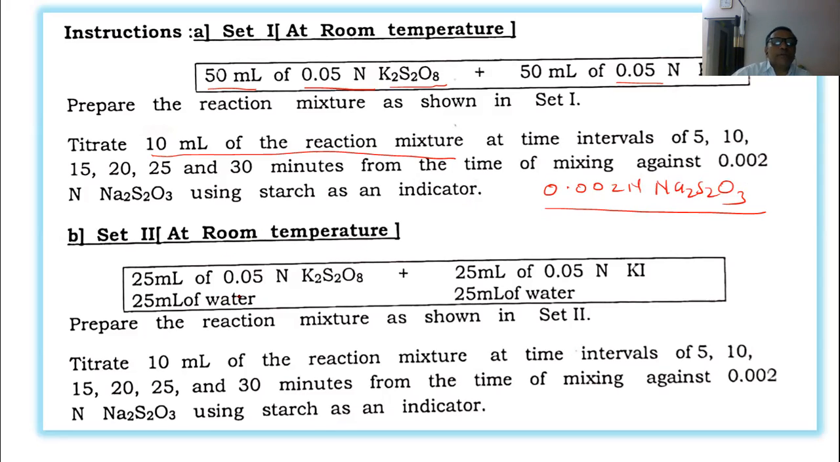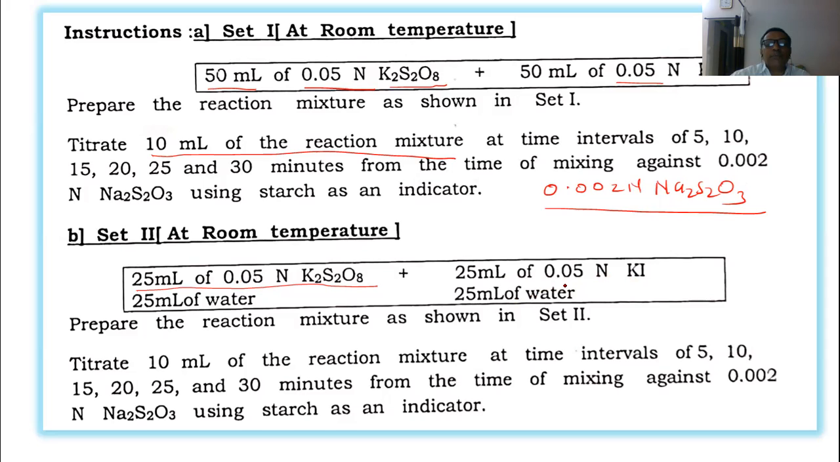Similarly, we have to perform the second set. In the second set, we take 25 ml of 0.05 normal potassium persulfate. In the first set, we took 50 ml. Now in the second set, we take 25 ml of this potassium persulfate and 25 ml of water, so the concentration will be reduced to half as compared to set 1. Similarly, we take 25 ml of the 0.05 normal KI solution in the other bottle, and add 25 ml of water.